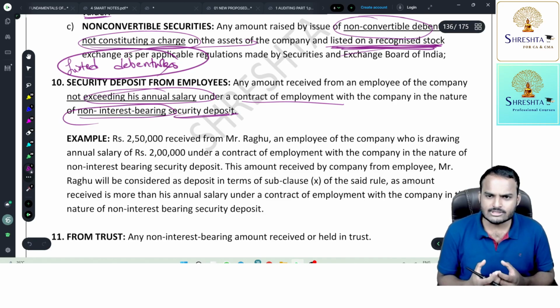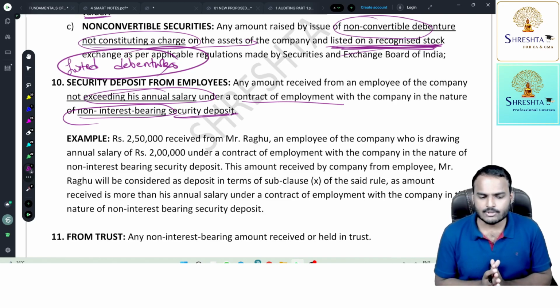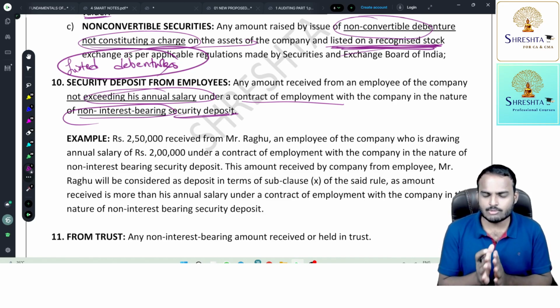Obviously, security deposit, do you think banks will pay, do you think companies will pay interest on it? For example, a rental deposit. Have you heard about rental deposit?